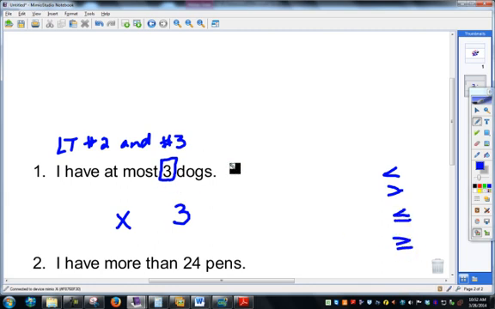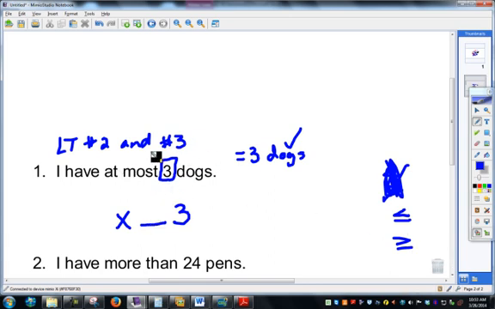So, if I can have at most 3 dogs, does that mean I could have exactly 3 dogs? Yes, it does. I know I can have exactly 3 dogs. So right away, I know this is an or equal to, because if I have at most 3 dogs, I can have 3. So that eliminates these two inequalities. Now it's all about just putting in the right inequality symbol.